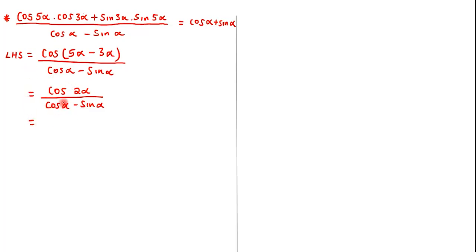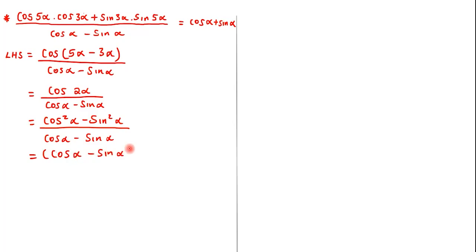So basically it means now when we're changing the one at the top, we need to change it into 2 cos squared alpha minus sine squared alpha over, we're gonna still keep the cos alpha minus sine alpha. Now if you're looking at this, this is a difference of 2 squares. So which means now if it's a difference of 2 squares, I'm going to write it as cos alpha minus sine alpha, and then also cos alpha plus sine alpha, all divided by cos alpha minus sine alpha.